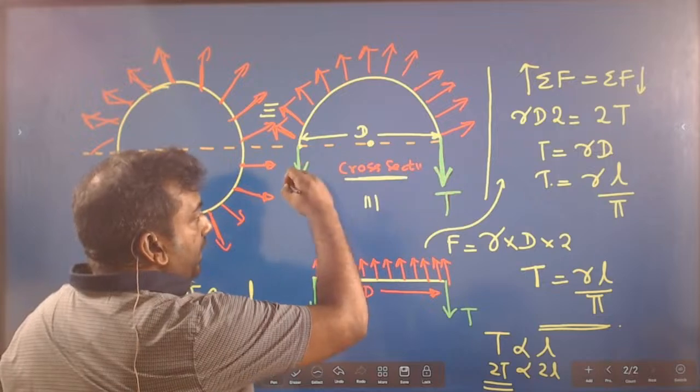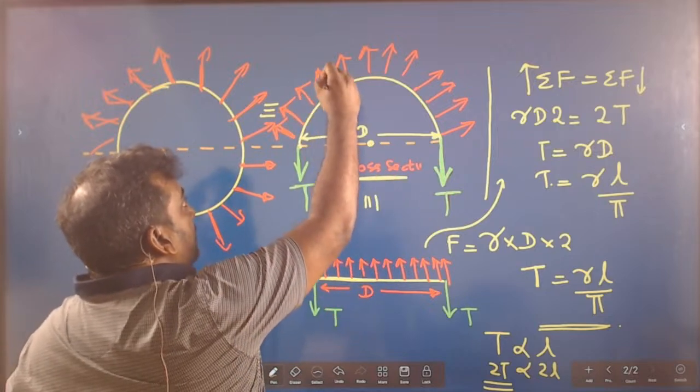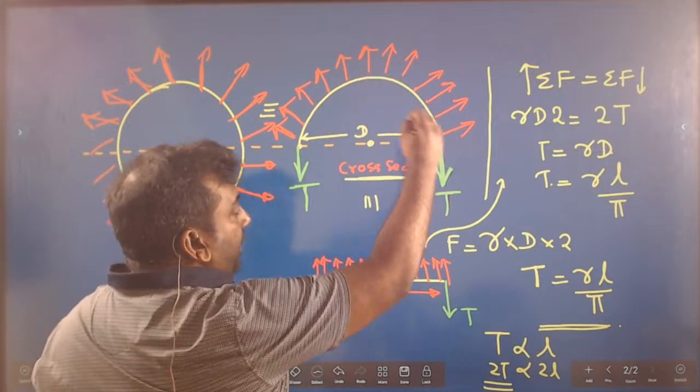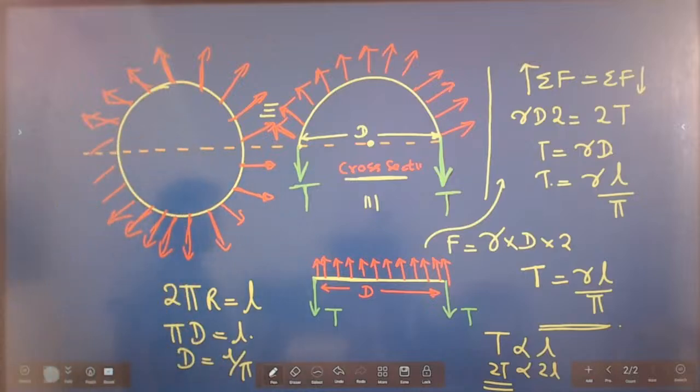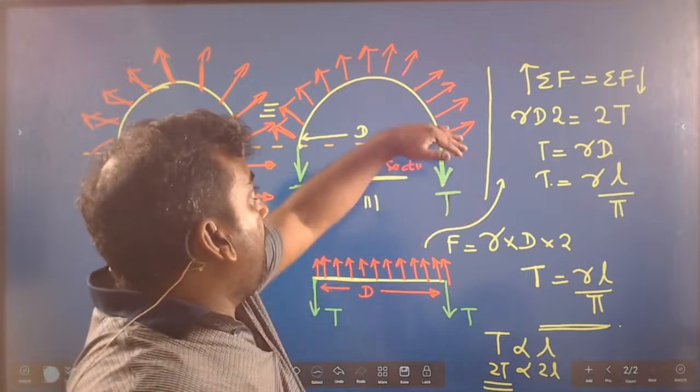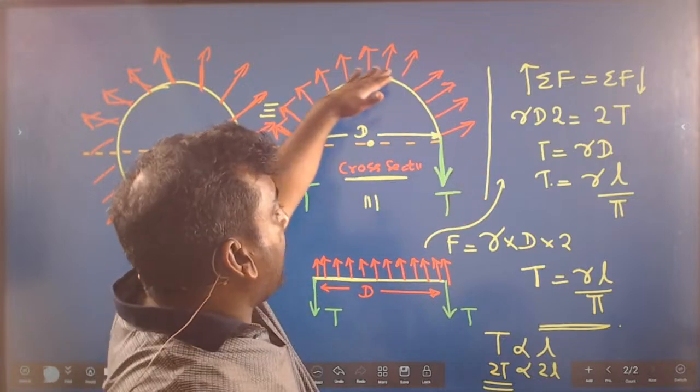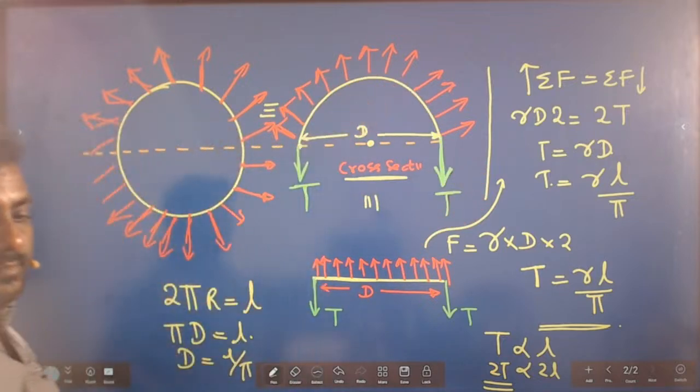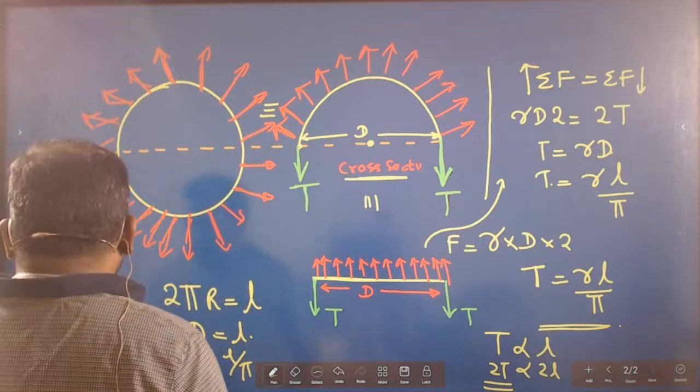Tension on both ends will balance the surface tension force acting on one half.